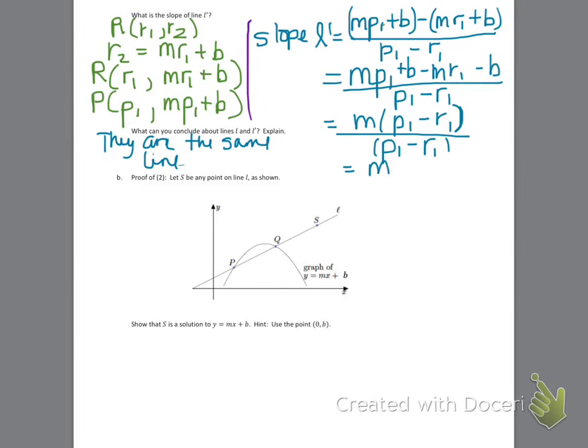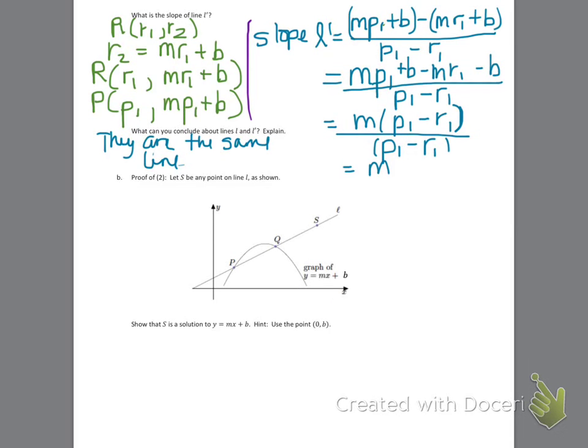Okay, so we've done part one, that if we choose a point that is a solution to y equals mx plus b, then it has to be on that line. And now we're going to choose a random point S on line L, and we're going to show that S is a solution to y equals mx plus b. So any point that's on this line is a solution to y equals mx plus b. And so we're given a hint here to use the point (0, b) as one of the points.